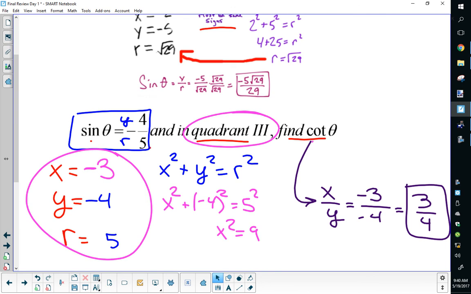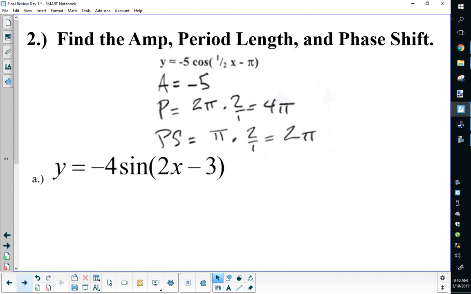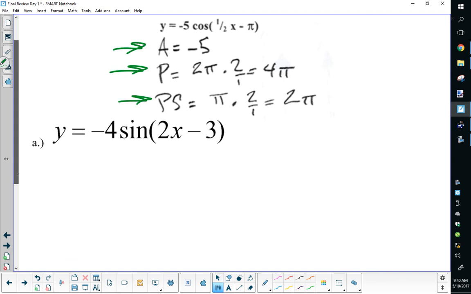All right. That one shouldn't be too bad. Let's go to example number 2. Find the amplitude, period length, and phase shift. So again, we just did this in Bellwork. Up here you've got an example of me doing each of those things. Let's do it again. We just did it in Bellwork, so we shouldn't need too much. Amplitude, period length, phase shift.